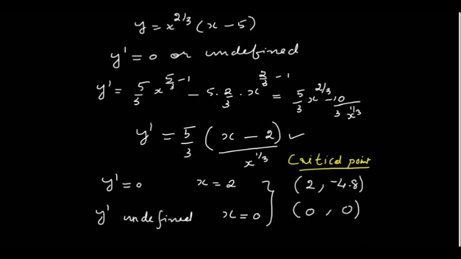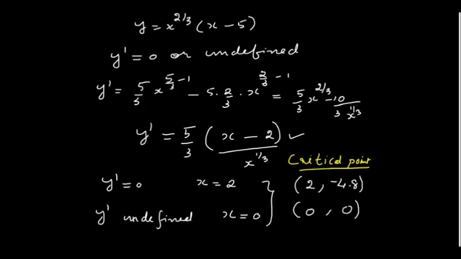Now we have to find points of inflection. That's our next step. We have done x-intercept, y-intercept, critical point. Now point of inflection. To find point of inflection, we have to find the second derivative of y. So let's see what the first derivative is.